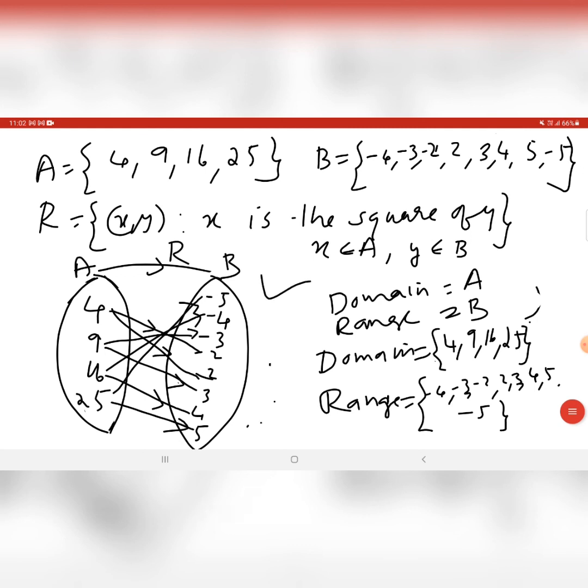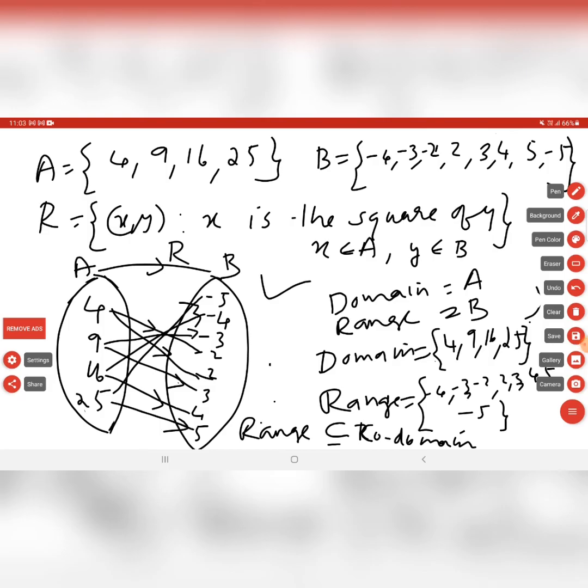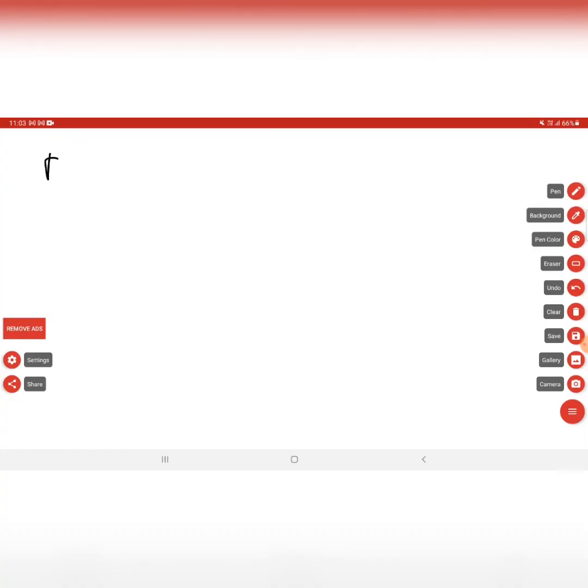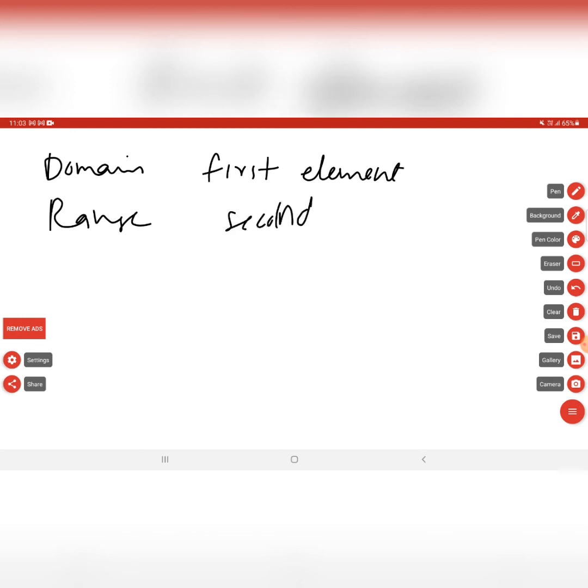So range can be a subset of codomain. See, B is the codomain. So range can be subset or equal to codomain. So these are the points you have to remember: domain, range, and codomain. Domain means set of all first elements in the relation, and range means set of all second elements in the relation.